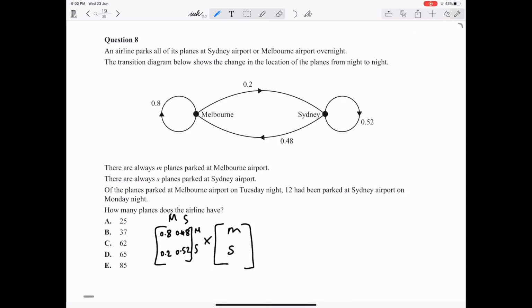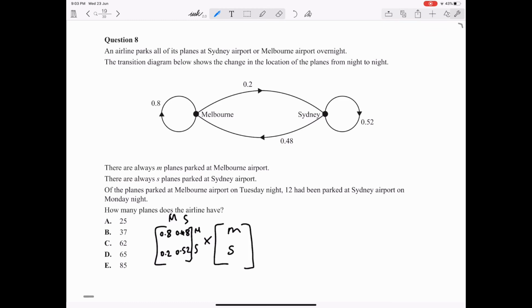Question 8. An airline parks all of its planes at Sydney Airport or Melbourne Airport overnight. The transition diagram below shows the change in the location of planes from night to night. There are always M planes parked at Melbourne Airport, and there are always S planes parked at Sydney Airport. Of the planes parked at Melbourne Airport on Tuesday night, 12 had been parked at Sydney Airport on Monday night. How many planes does the airline have?